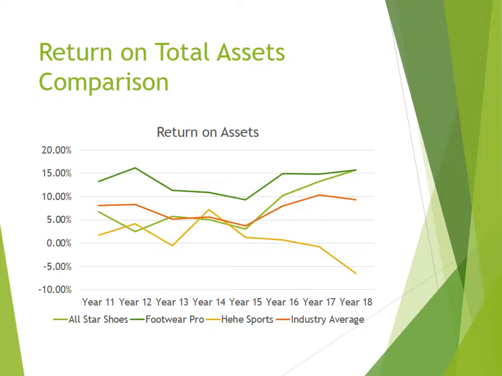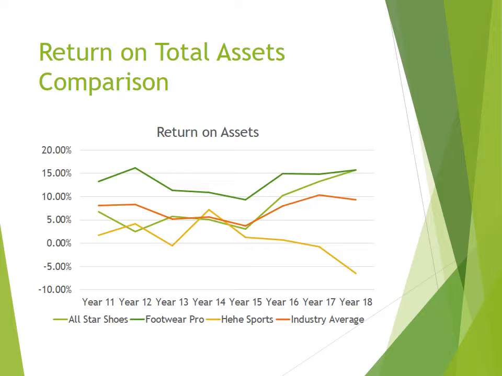The first of the 3 additional financial ratios we chose to compare is return on total assets. Return on total assets shows the rate of return a company is generating from its assets. It is calculated by dividing net income by total assets.